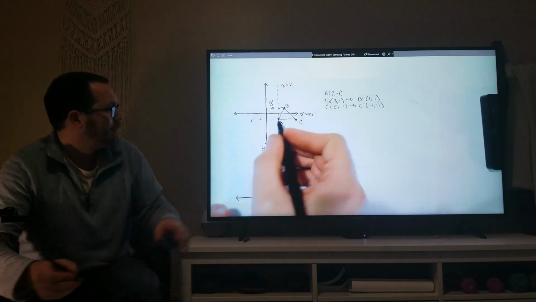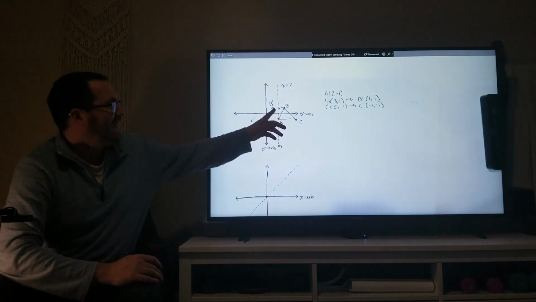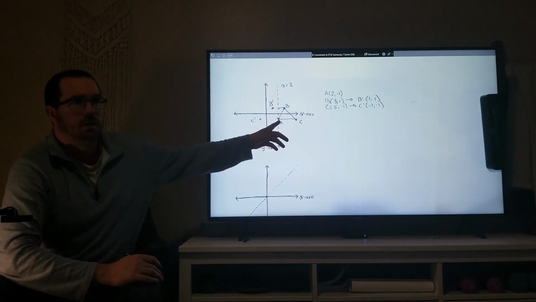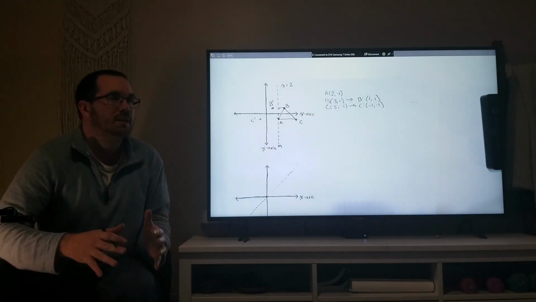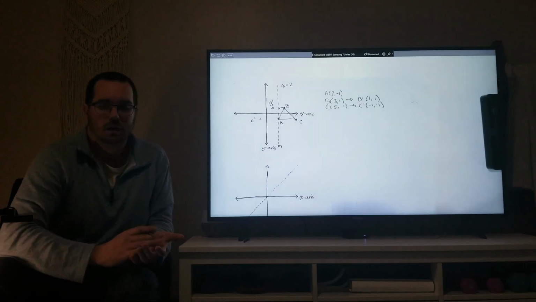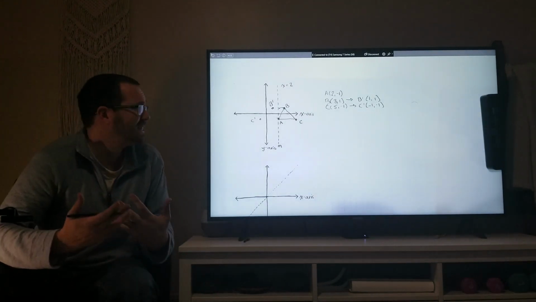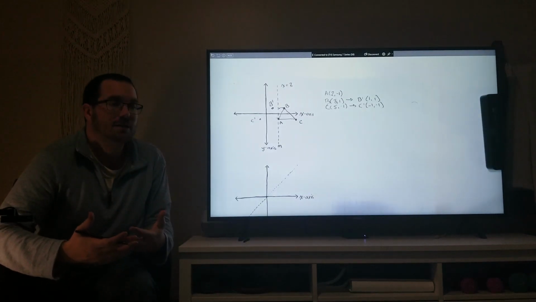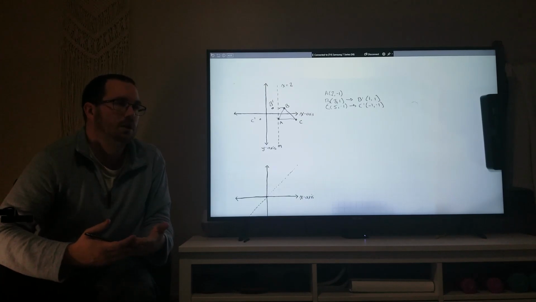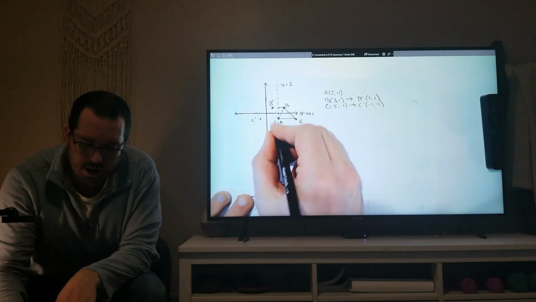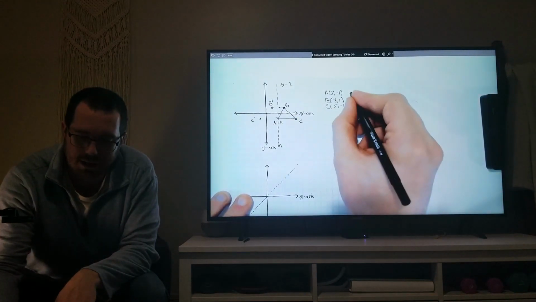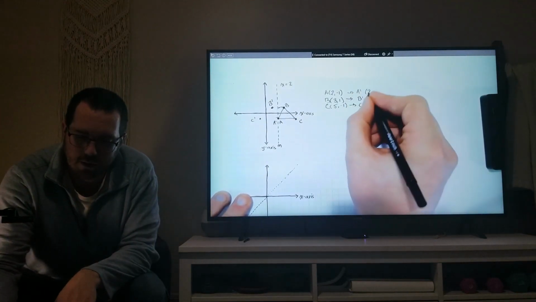Now, point A is a little bit of a strange one. Point A is on the mirror line. And so it is 0 distance away from it, which means that it moves 0 distance in the other direction. So point A, because it's on the line, does not move its position. It stays exactly where it is. And so A and A', or A with the prime next to it, are the same point.